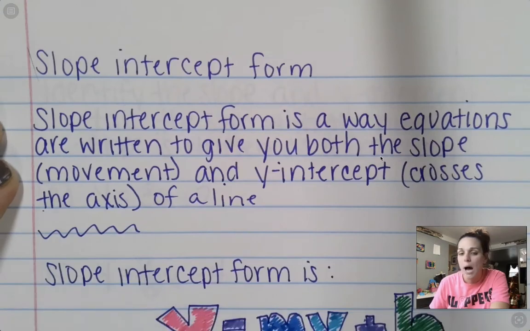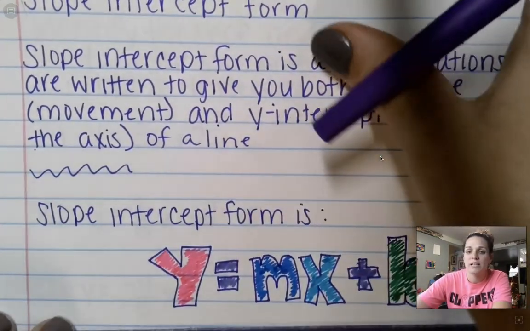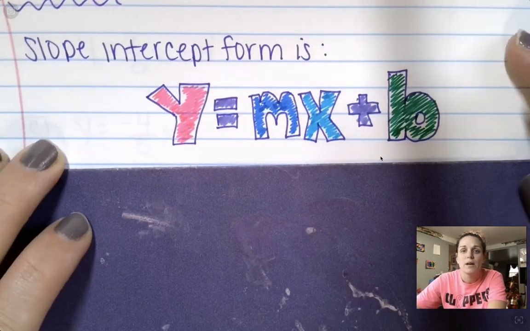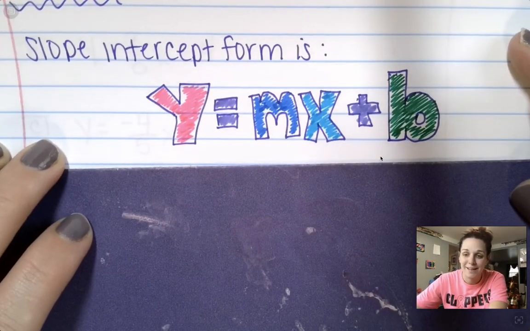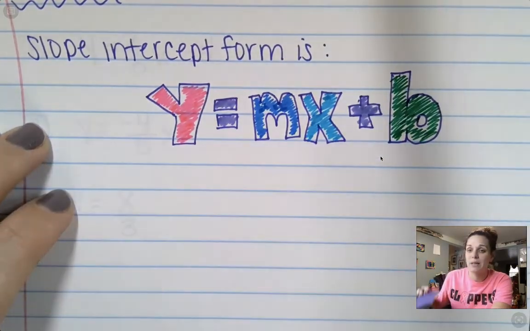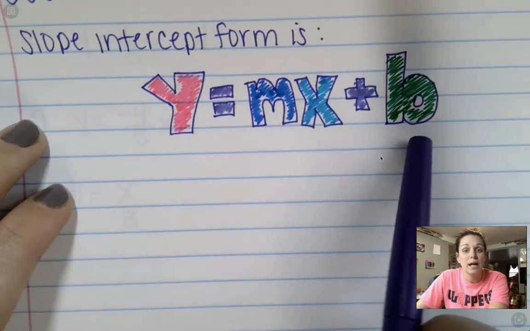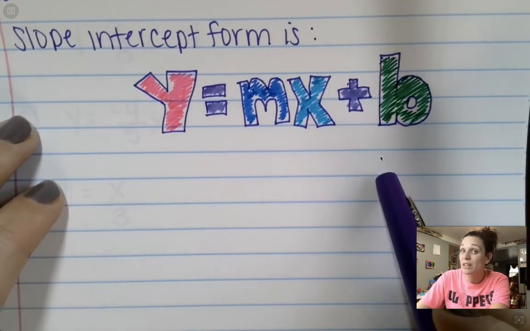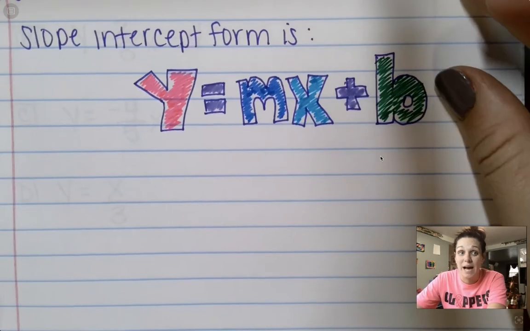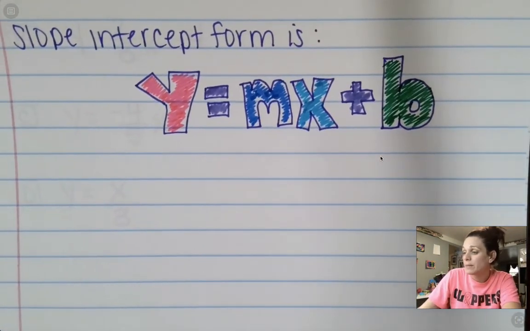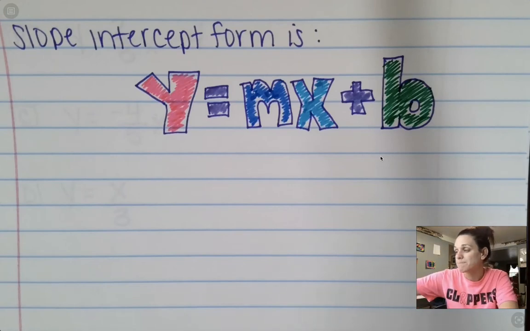So we need to jot down what this format actually is. The slope-intercept form is y equals mx plus b. I purposely drew it in bubble letters and used my colors because I want it to stand out, since we're going to be using this format for quite a long time. So we want to make sure we understand all of the pieces and parts.